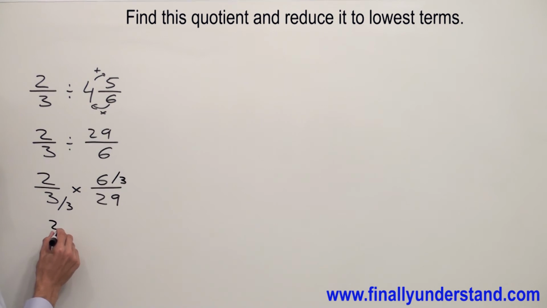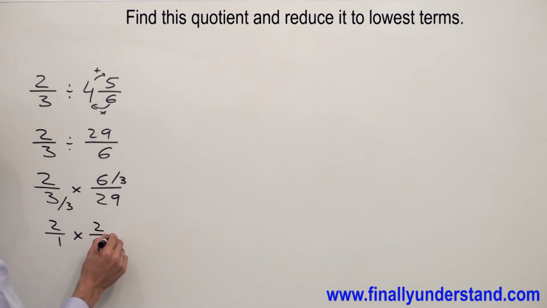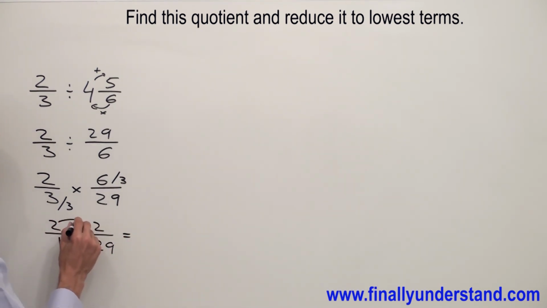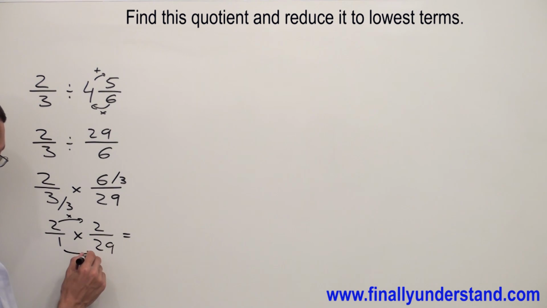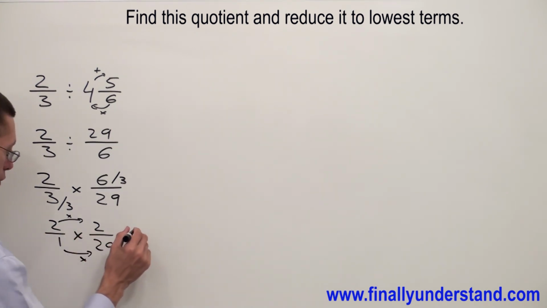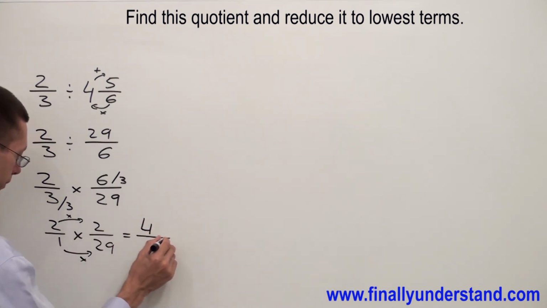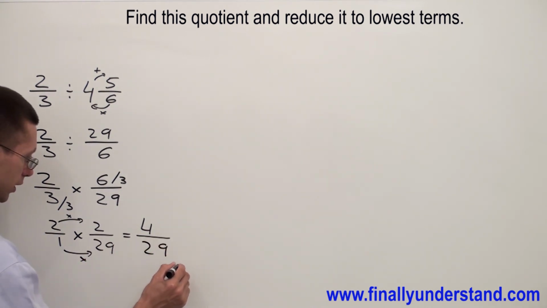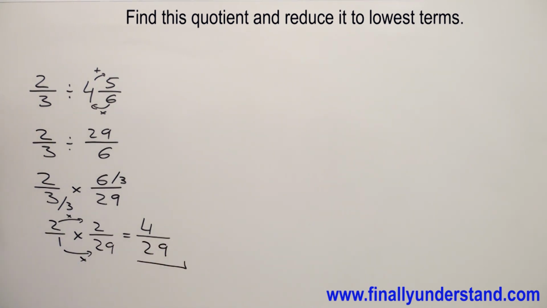So I have 2 over 1 times 2 over 29. I cannot reduce anything else, so I'm going to simply multiply numerator by numerator and denominator by denominator. 2 times 2 is 4. 1 times 29 is 29. This is the solution to my problem.